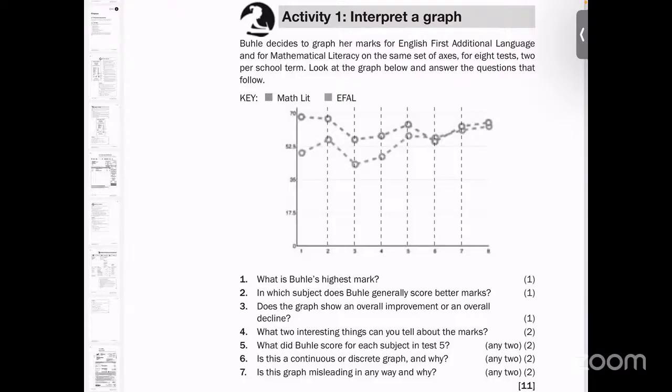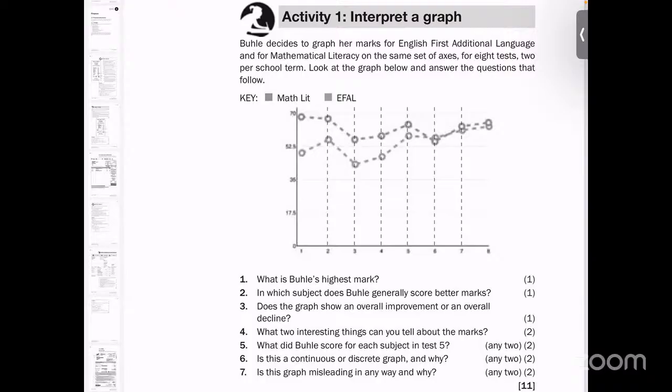For 8 tests, 2 per school term. Okay, that means there should be 2 tests for those 2 subjects per term, and it is 8 tests that are being plotted there. So look at the graph below and answer the questions that follow. We are given a key there for English first additional language. I wonder if that key is going to help us in any way, because it looks like this is a black and white or grayish plot which has those circles there.